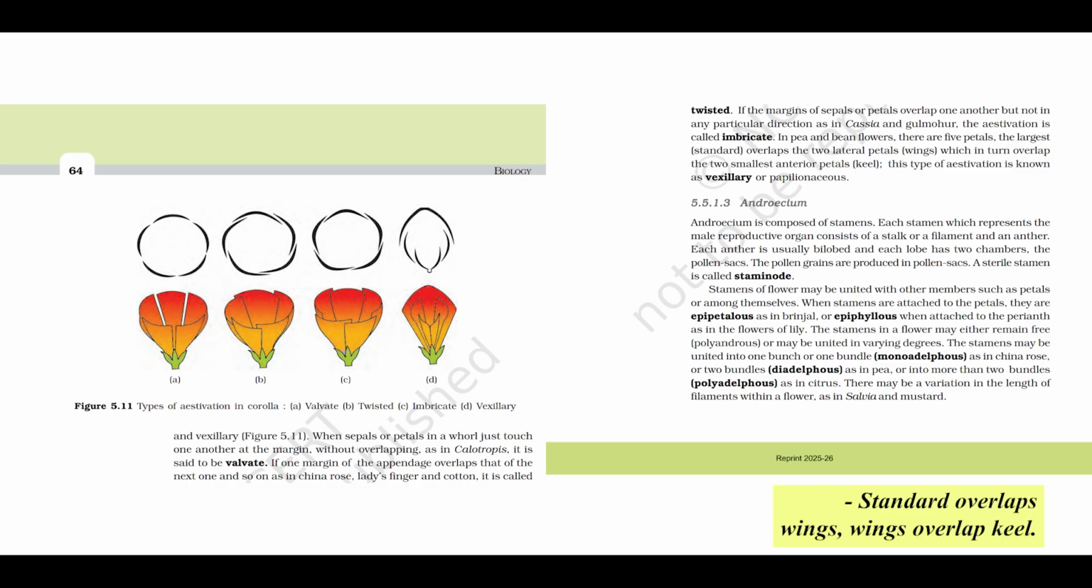Standard overlaps wings, wings overlap keel. Very specific. Very specific, yes. Example, pea and bean flowers. Knowing these 4 types of aestivation, valvate, twisted, imbricate, and vexillary, and their examples, is absolutely essential for exams. Okay, third whorl. The androecium.